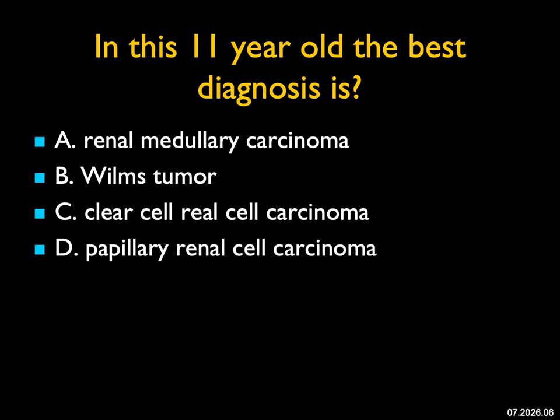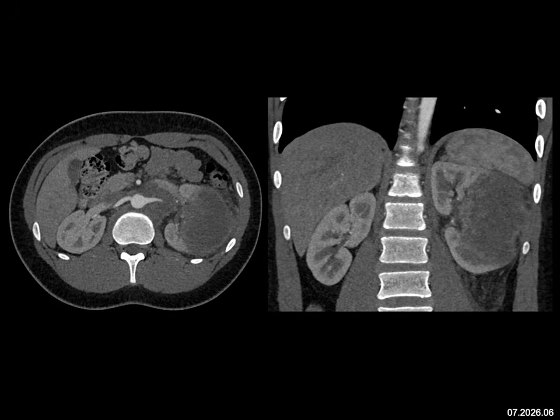In this 11-year-old, the best diagnosis is, well, you see a large left renal mass, there's para-aortic adenopathy. Now, in an 11-year-old, you're not going to see clear cell or papillary renal cell carcinomas. Wilms is a good possibility, right? Wilms tumors, but that's typically age 5.